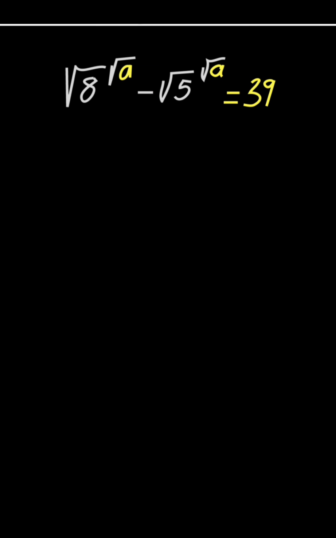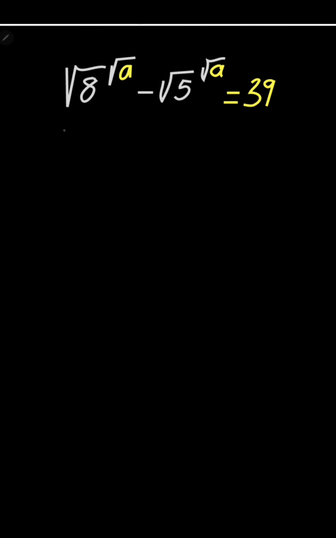This is a session of online maths, and in this lesson we will solve this equation before us. So this is square root of 8 raised to the power of square root of a, minus square root of 5 raised to the power of square root of a. Everything is equal to 39.